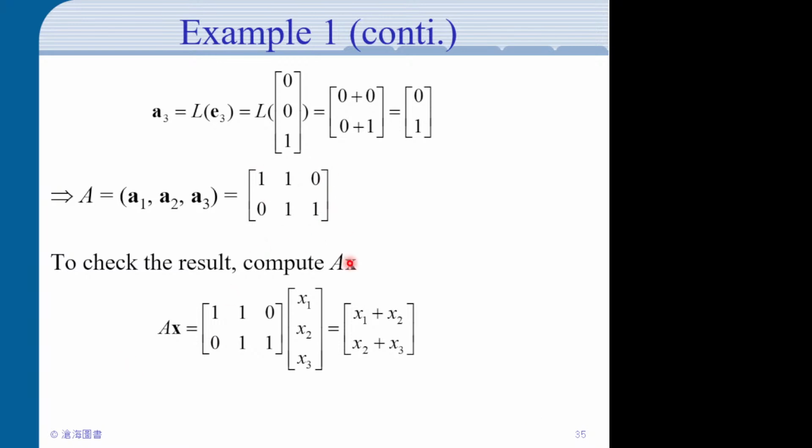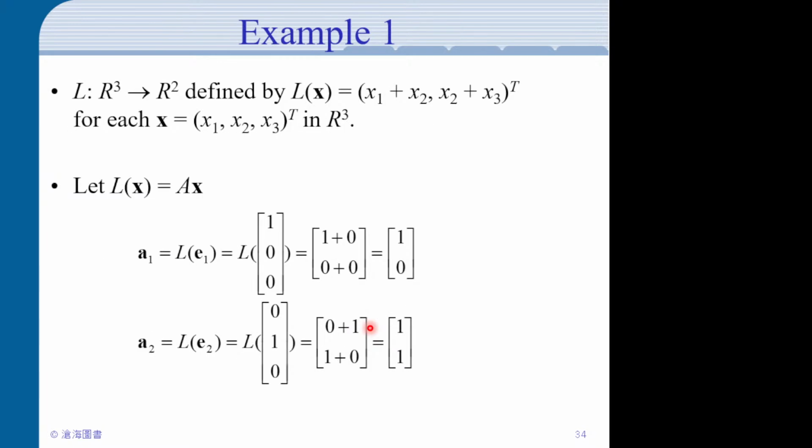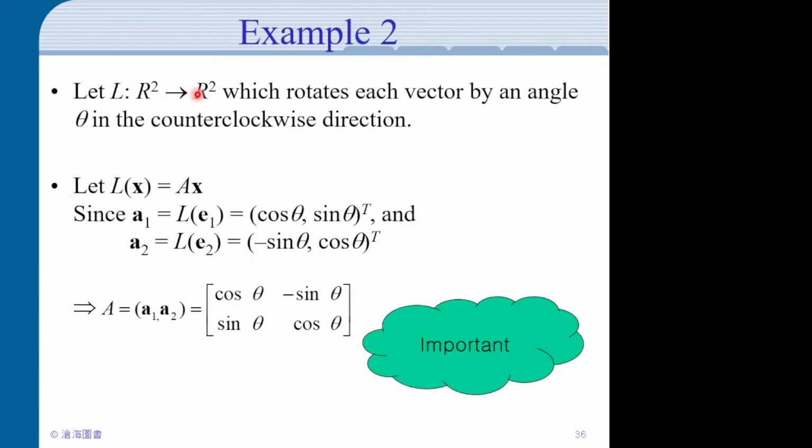And we check that this actually does what we think it does. So A times x is 1, 1, 0, 0, 1, 1 times x1, x2, x3. The first row becomes 1 times x1 plus 1 times x2. And the second row becomes 1 times x2 plus 1 times x3. So this is x1 plus x2, x2 plus x3, as we expected. Okay, any questions? If not, then let's go over the example slowly.